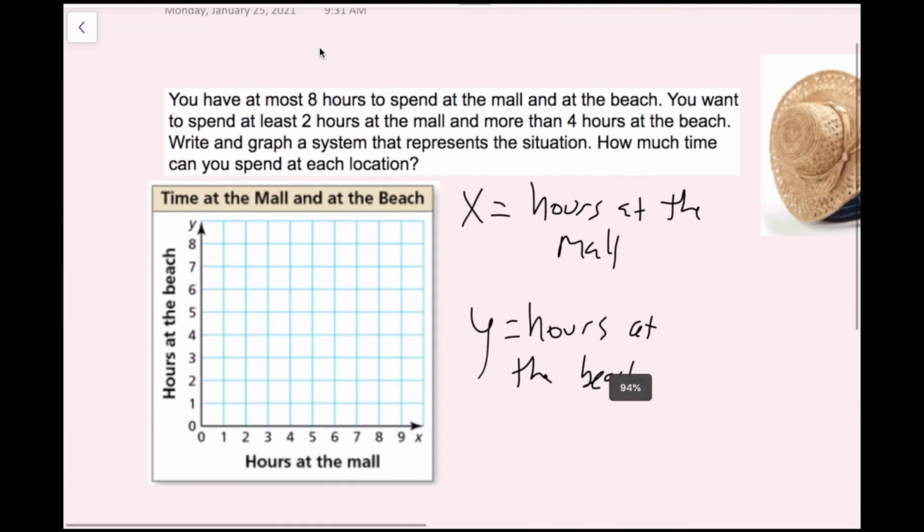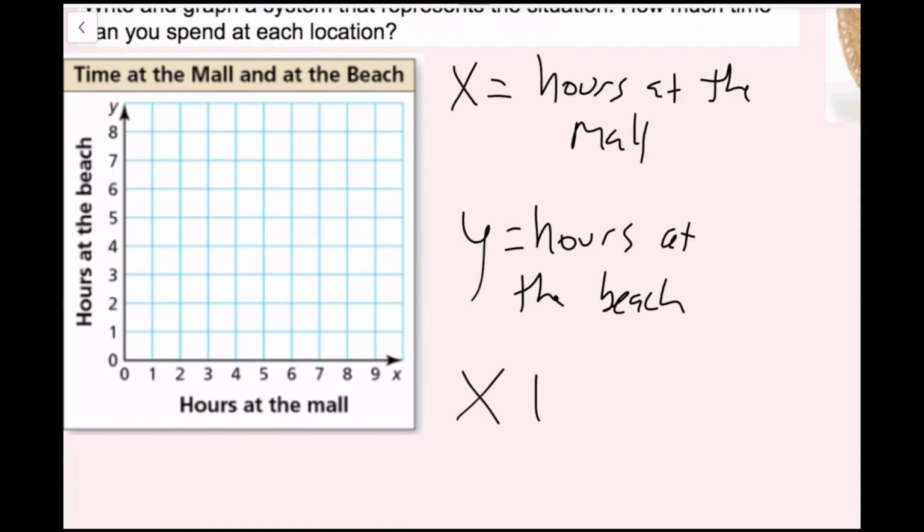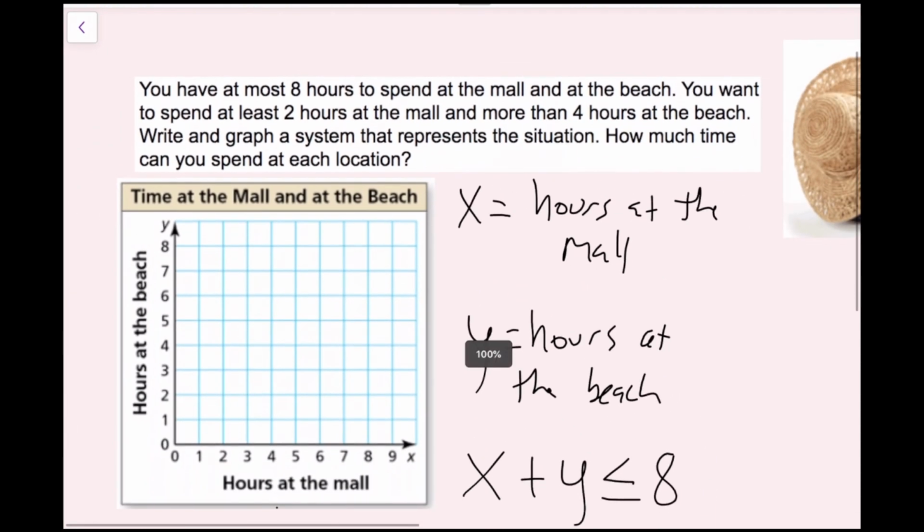So I can rewrite that as x plus y is less than or equal to 8, because 8's the absolute maximum that I can have. I could do less if I wanted to, but I only have 8 hours to spend at either of these places total. Now I want to look back up at the word problem.